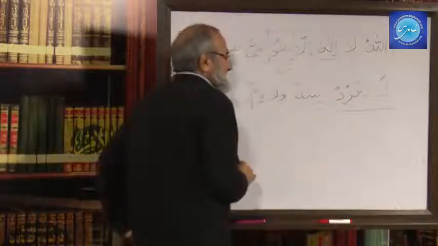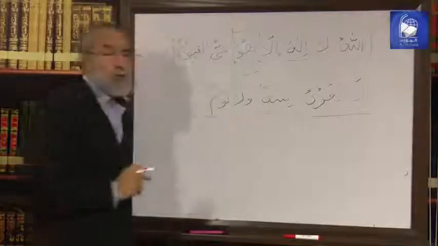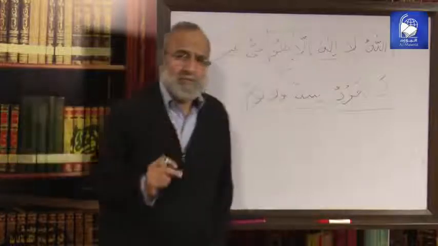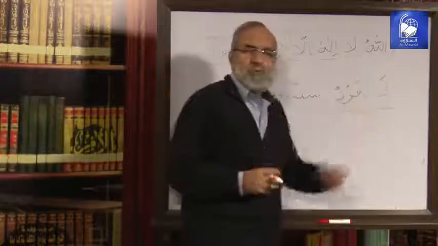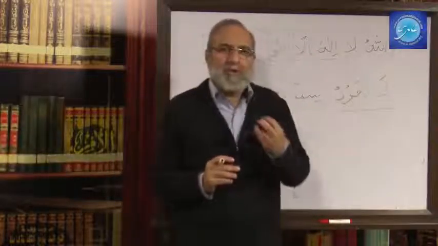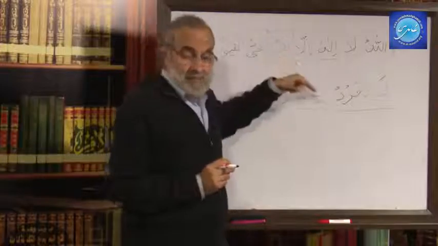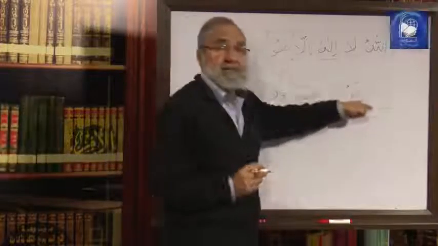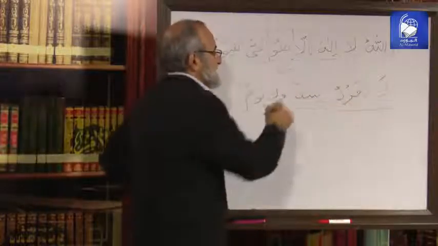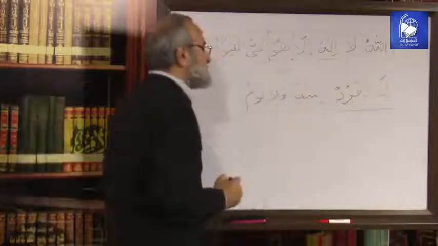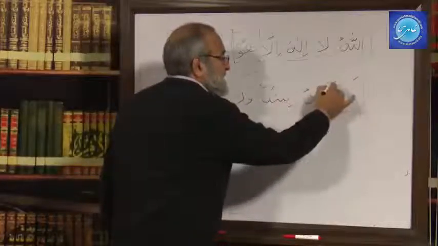What doesn't grip him? Sinatun, slumber, wala nawm, no sleep. Now, these two nouns are actually the fail of ta'khuzu. What doesn't grip him? What cannot hold him, overcome him? Sinatun wala nawm. That is why, because fail, whenever there is a fail of verb, it's always in the form of rafa. Therefore, these two nouns are in the rafa form. La ta'khuzuhu sinatun wala nawm. Neither slumber nor sleep can get hold of him, can grip him.